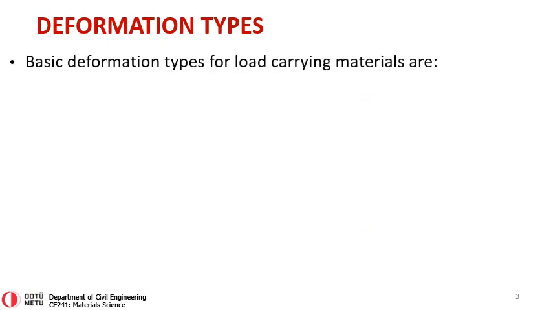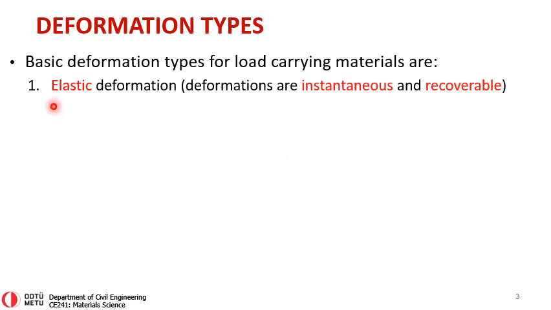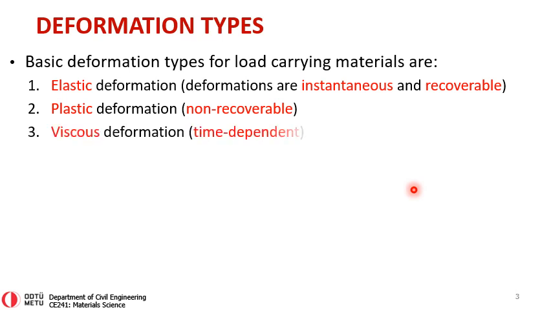So if we were to look at the basic deformation types that we observe in load-carrying materials, we can divide them into three. First of all, elastic deformations, and we call those deformations that are instantaneous and instantaneously again recoverable. Another type of deformation is called plastic deformations, and those are also known as non-recoverable deformations. And these two types of deformations we have observed in that steel rebar testing. But for some materials, we can observe another type of deformation, which is called viscous deformation, and their characteristic property is that they are time-dependent deformations.